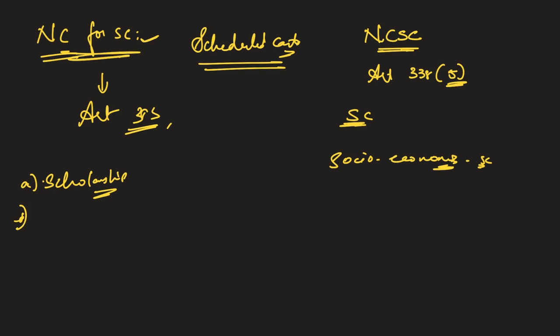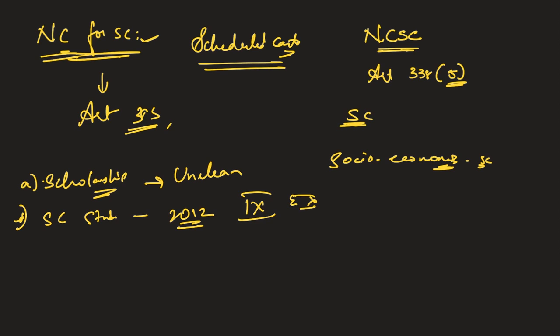The next scholarship is for SC students. The first one is the scholarship for unclean occupations, and this one is for SC students, that is, scheduled caste students. The pre-matric scholarship scheme for scheduled caste students was introduced in the year 2012 with the objective of supporting parents of scheduled caste children for the education of students studying in class 9th and 10th, so that the children of dropouts may also continue their education with this scholarship.